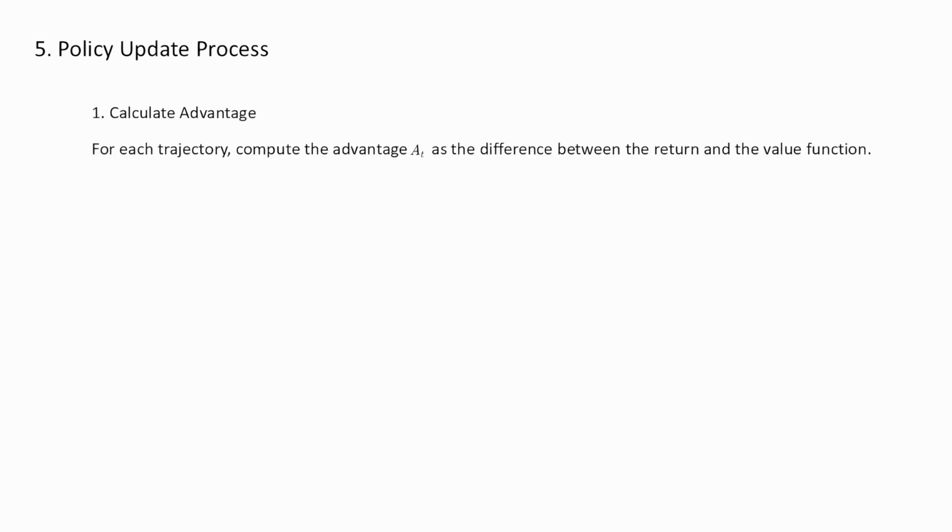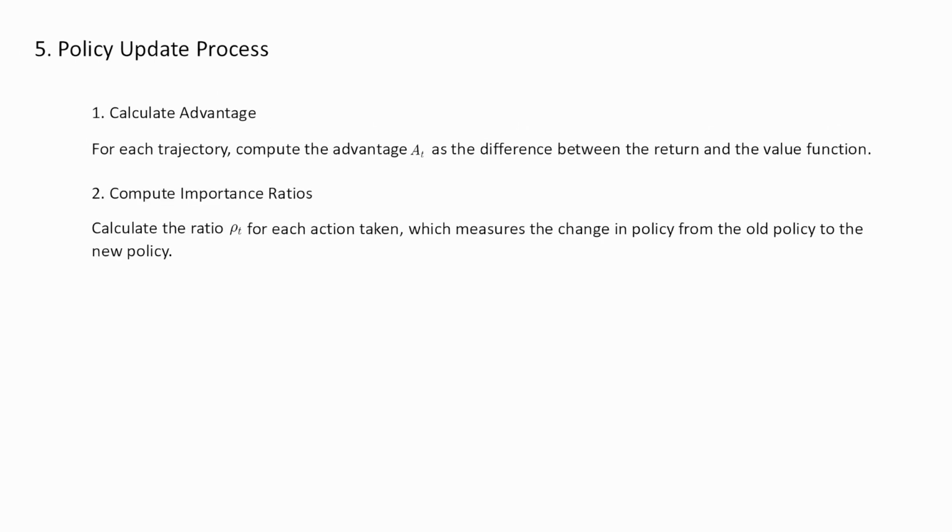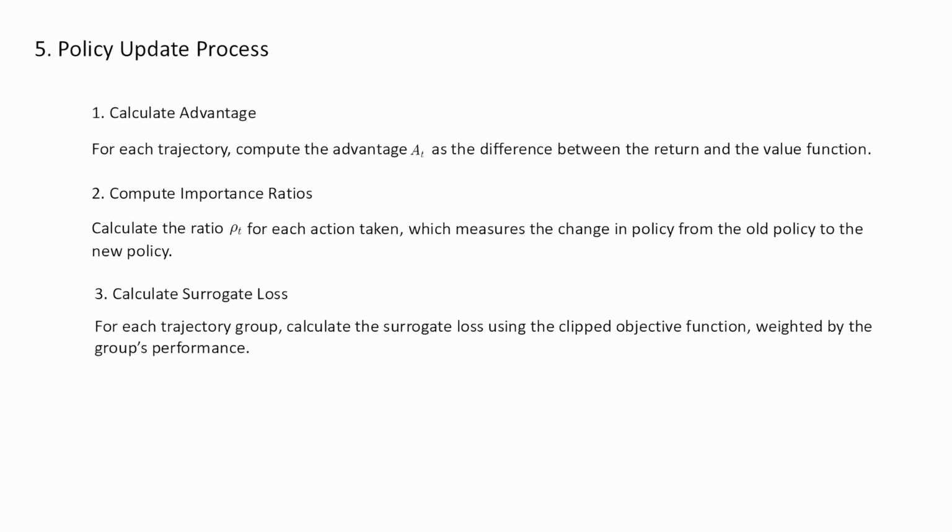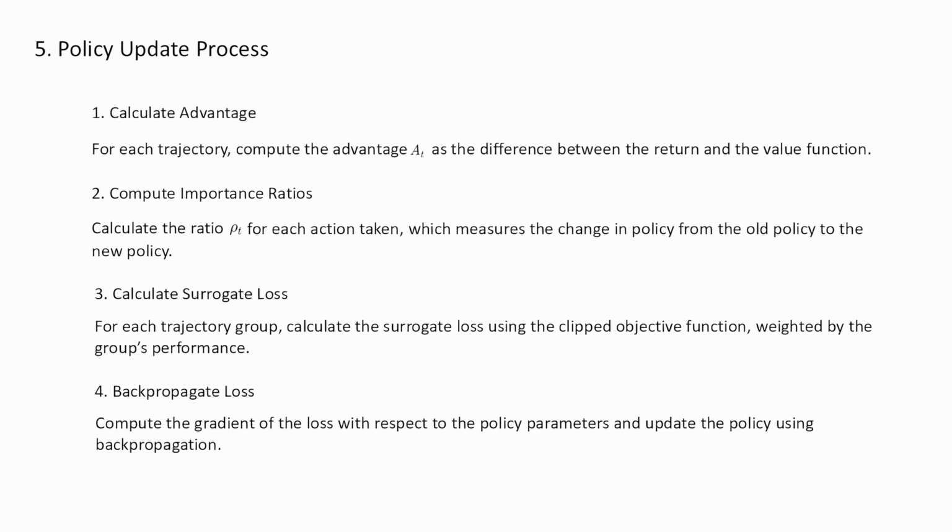Policy update process. The policy update proceeds as follows. 1. Calculate advantage. For each trajectory, compute the advantage as the difference between the return and the value function. 2. Compute importance ratios. Calculate the ratio for each action taken, which measures the change in policy from the old policy to the new policy. 3. Calculate surrogate loss. For each trajectory group, calculate the surrogate loss using the clipped objective function, weighted by the group's performance. 4. Backpropagate loss. Compute the gradient of the loss with respect to the policy parameters, and update the policy using backpropagation.